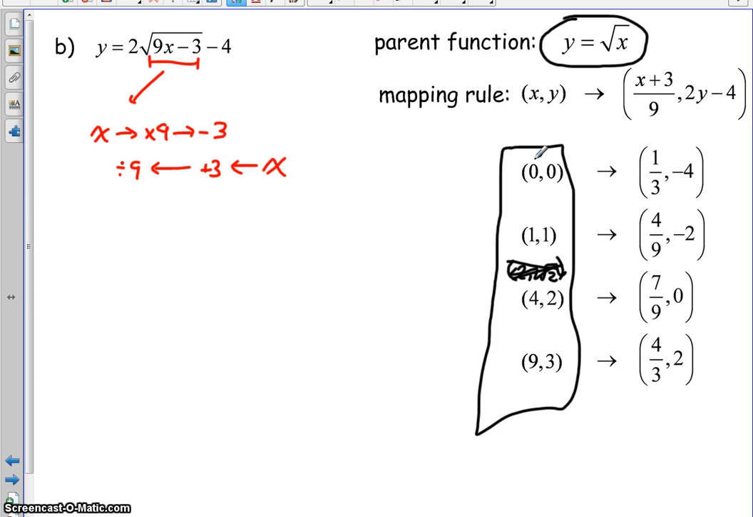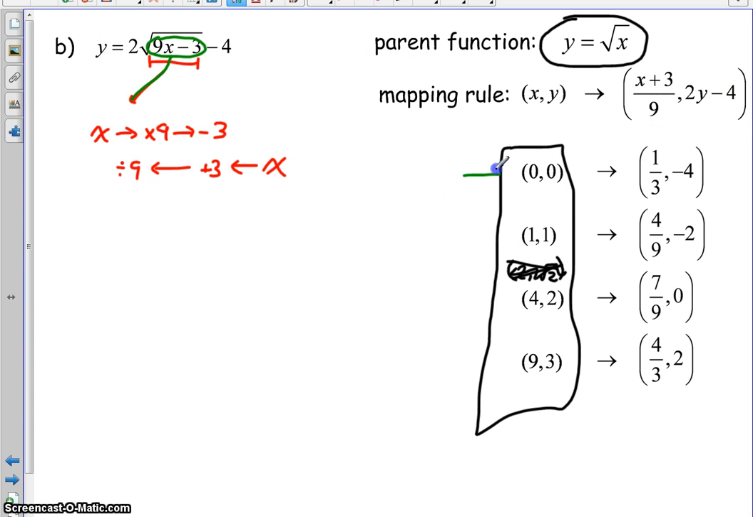So once you have your parent function, notice here, well, we had the square root of x, so instead of the square root of x, our transformed function is the square root of 9x minus 3. So it's the 9x minus 3 that we need to look at to create our mapping rule for x. So we have x multiplied by 9 before it gets subtracted by 3. So for our mapping rule, we add 3 first and then divide by 9. And for y, it's simply 2y minus 4.